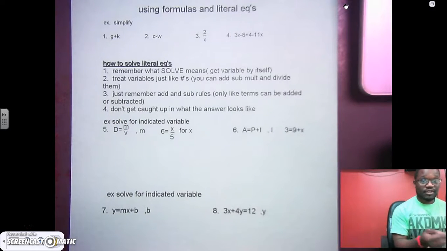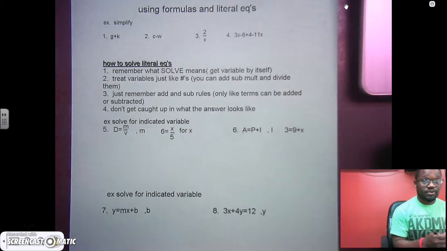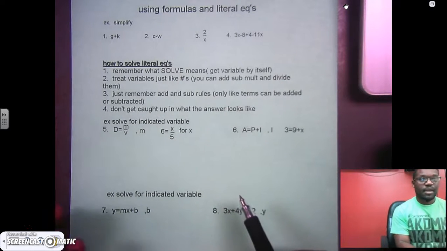By the way, my paper is green. I don't know why that was in the printer. Y'all probably can't see it, but it's green paper.